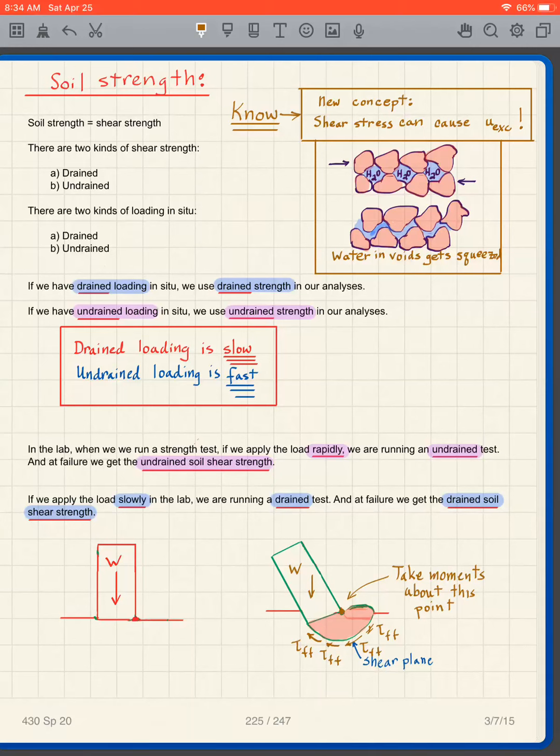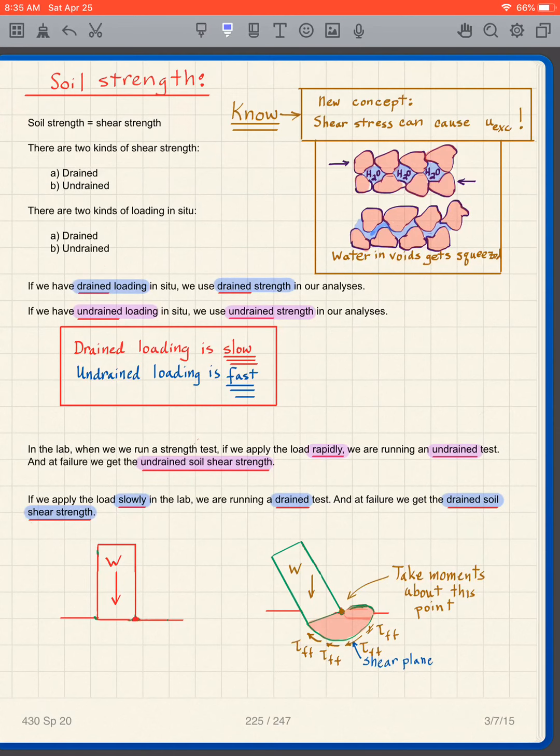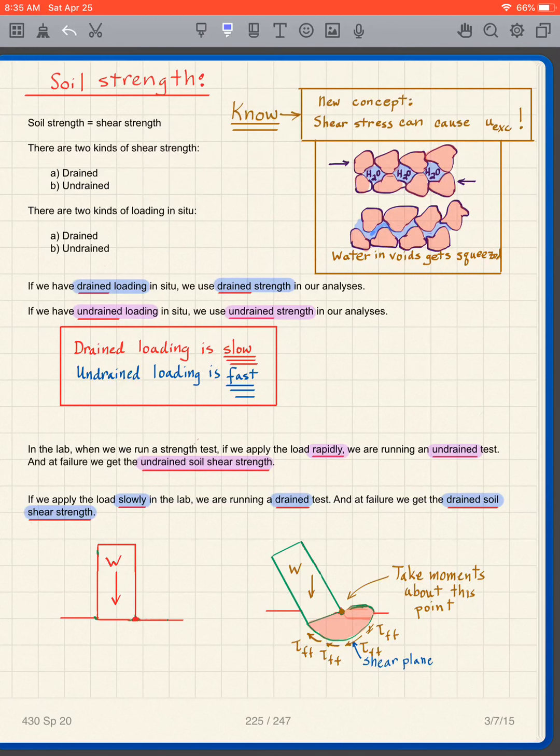Okay, we're going to do the final topic in this course, and it is soil strength. First, the concept is this. When we talk about soil strength, we're talking about soil shear strength.